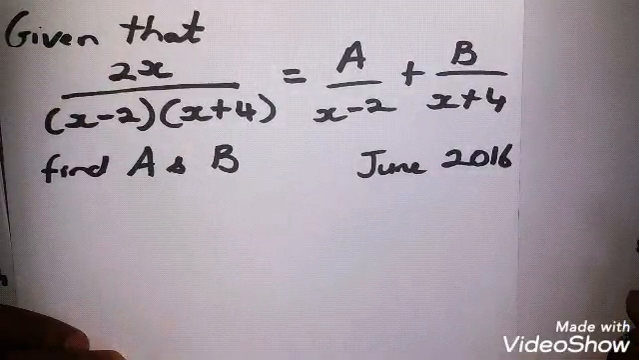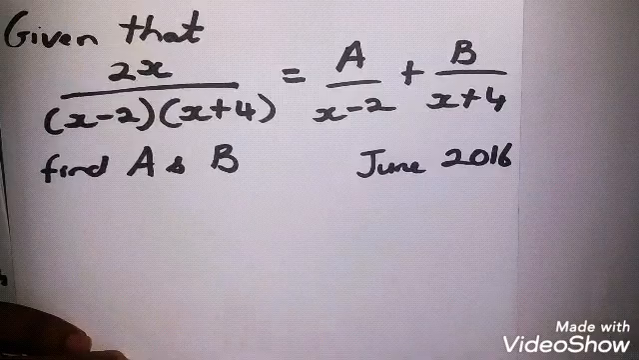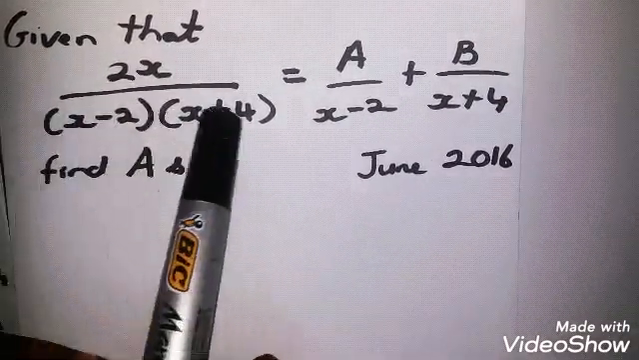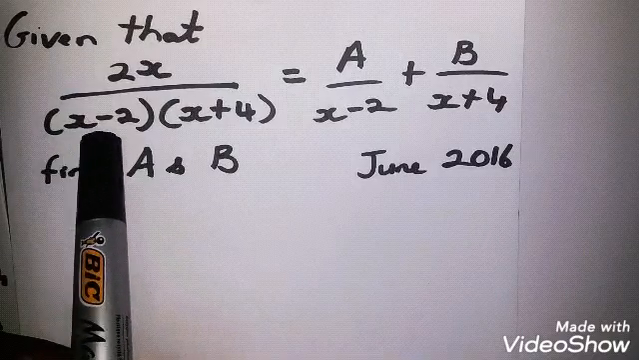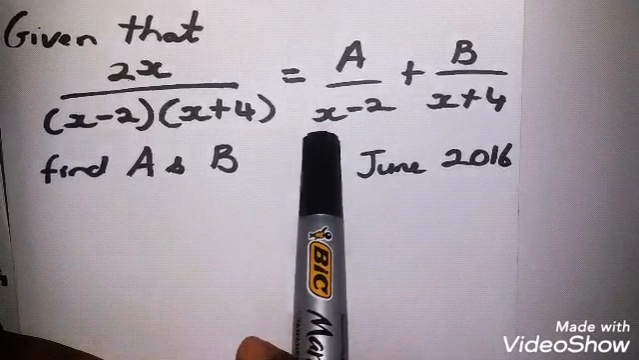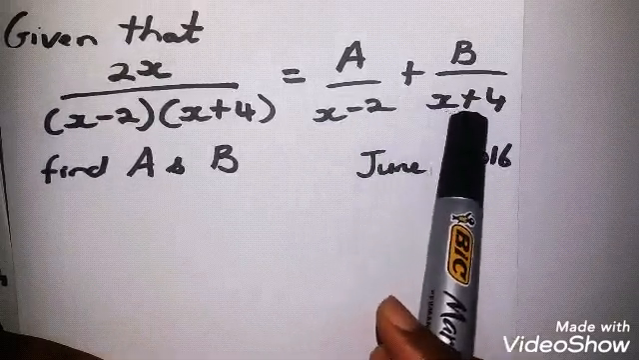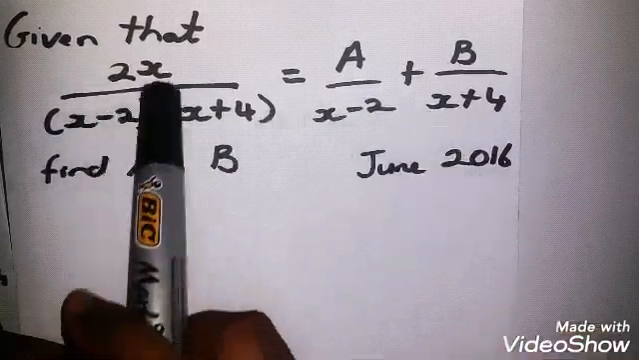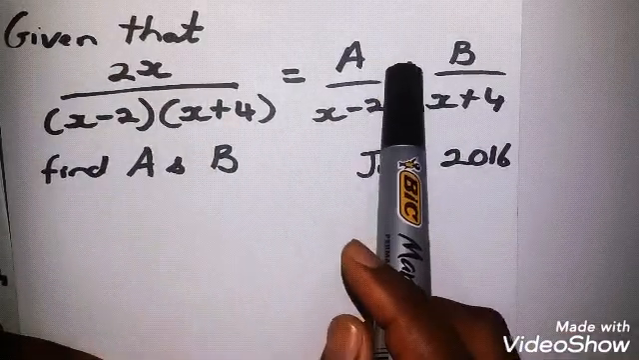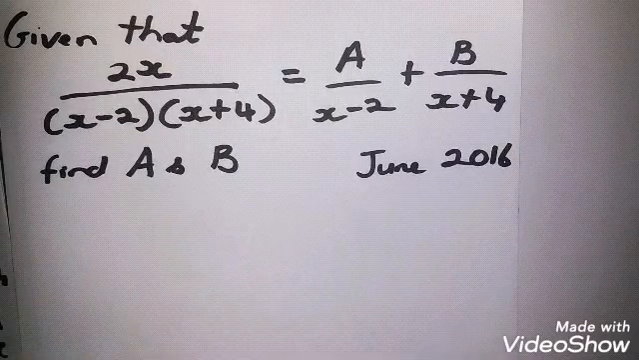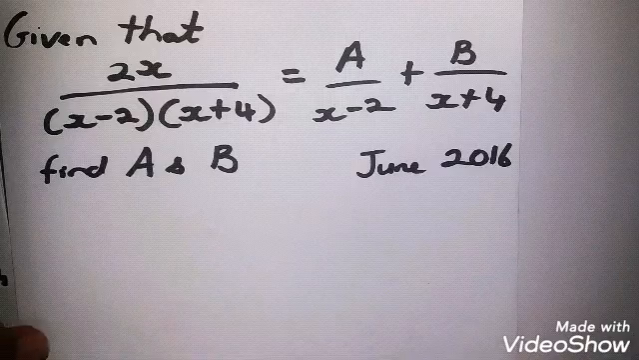So the first example we'll take on partial fractions. Given that 2x divided by (x minus 2)(x plus 4) equals A on x minus 2 plus B on x plus 4, find A and B. This is a simple way of asking you to express this in partial fractions, and this came in June 2016, paper 1. Okay, so we'll start.